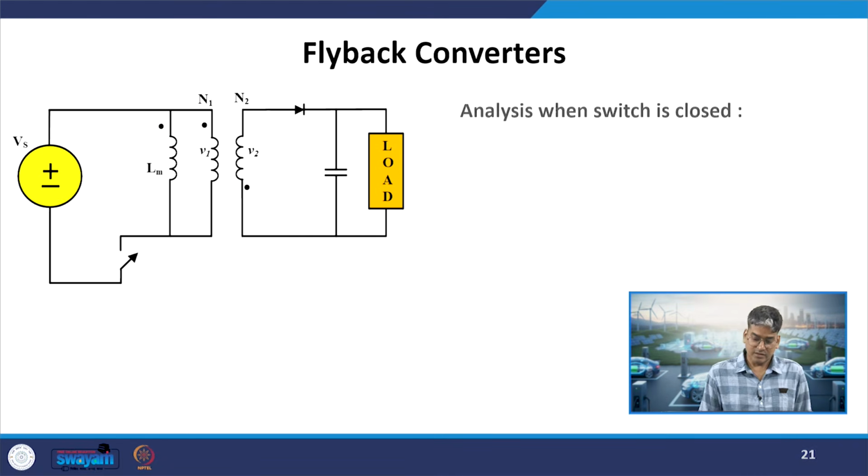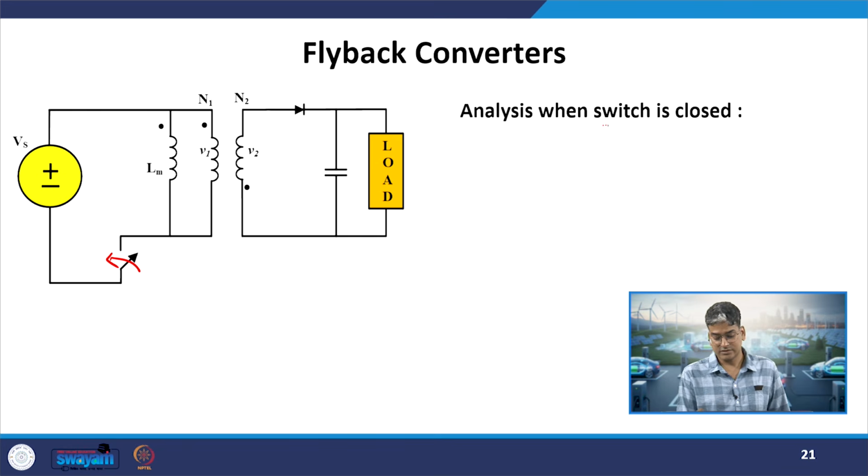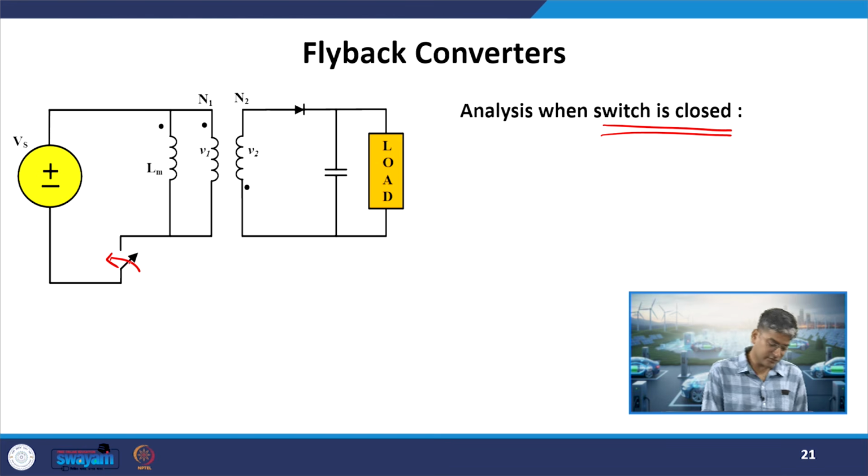Okay. Now, by using these dot conventions and our assumptions, that is, the circuit is ideal and we are operating it in the continuous conduction mode and the switch is on for DT amount of time, we consider the first equivalent circuit when the switch is closed. Okay. If I close this switch, what will happen now? The positive of the supply is connected to this node. So, it means the dot is positive over here.